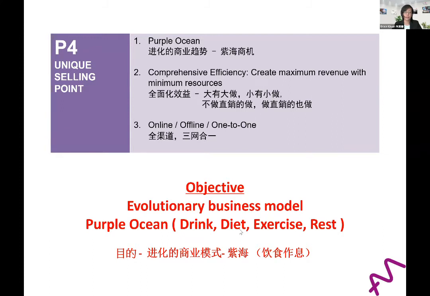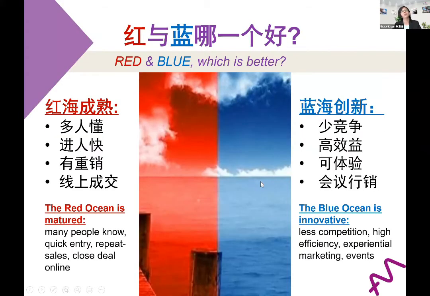Okay, so what's the objective of our P4? The P4 objective is to look at this evolutionary business model that we have in the health arena. That's the Purple Ocean. Just now we already compared the blue and the red ocean, right? So the comparison here is a bit different. If you see the slide, it talks about which one is better. Should you choose red or should you choose blue? Red, we already said just now, many people already know about it. It's repeat sales. You can easily close online because the quantum is probably lower.